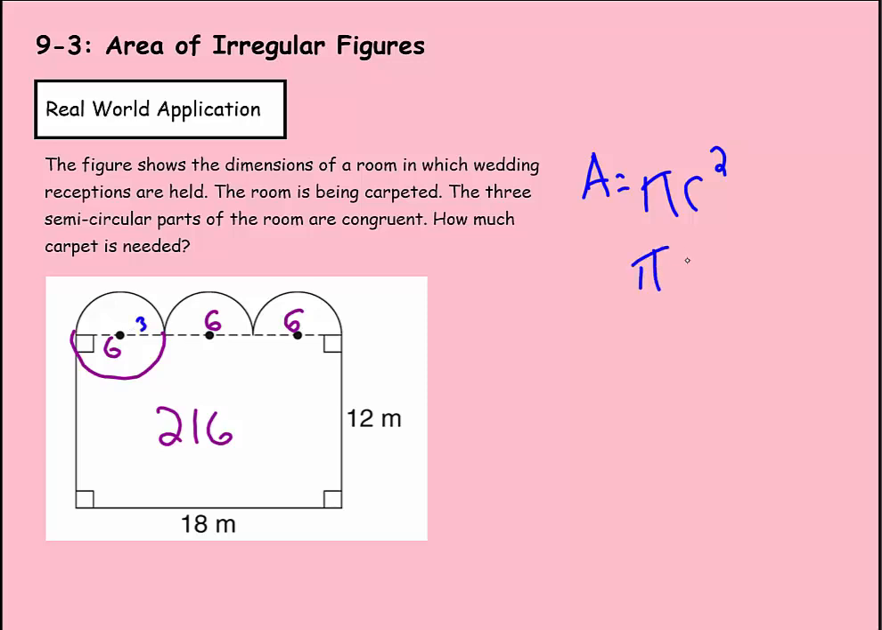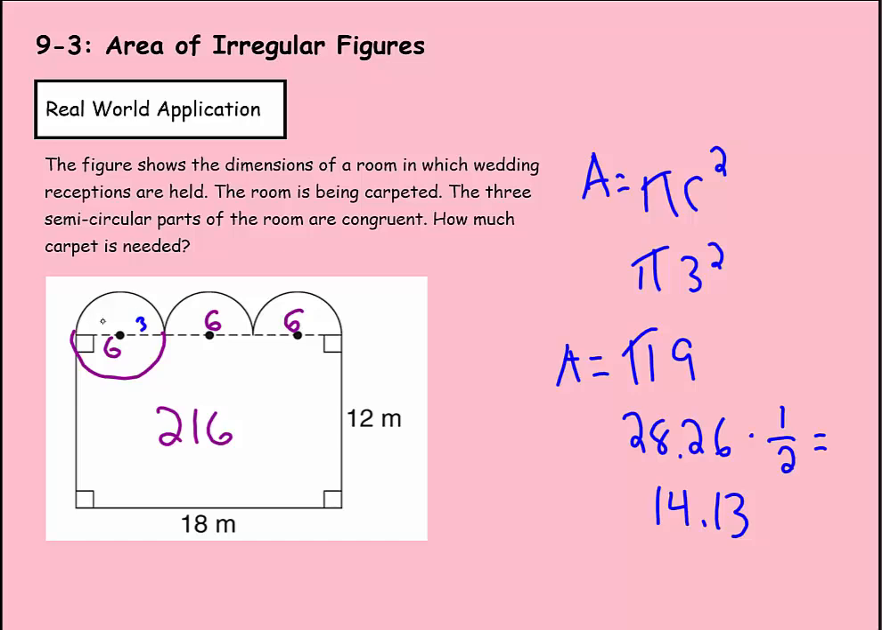So pi times 3 squared. 3 squared equals 9, so pi times 9 equals our area. Pi times 9 equals 28.26. So I have found the area of one circle. Remember though, this is a half of a circle. So we need to multiply this times 1/2. That gives us an answer of 14.13.